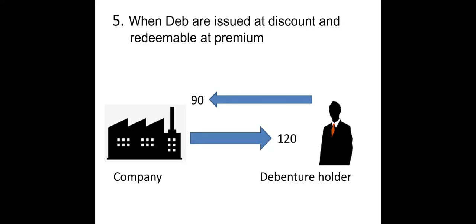Okay, so student, topic number 5 is very different from other cases. Here the company suffers the maximum loss. First of all, when the company receives money, it receives less than 100, but it repays more than 100. So there is a double loss. The company is suffering loss at the time of receiving money and at the time of redemption. Okay, now let's learn the journal entry of this topic.